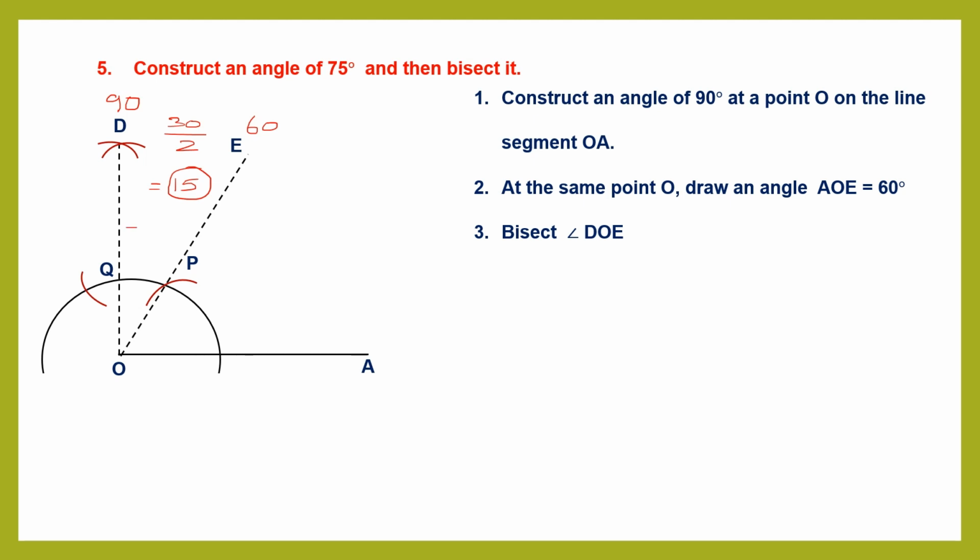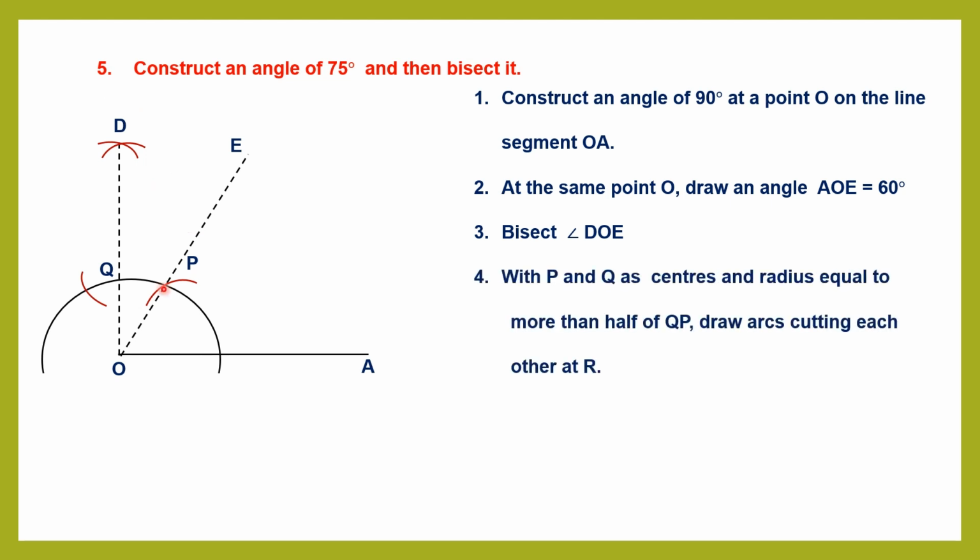So this gap here is 30 degrees. This gap is 30 degrees. This angle, we are going to bisect it. So what are the steps to bisect? With P and Q as centers. First, let's see P and Q. P is here and Q is here. So with P and Q and radius equal to more than half of QP.